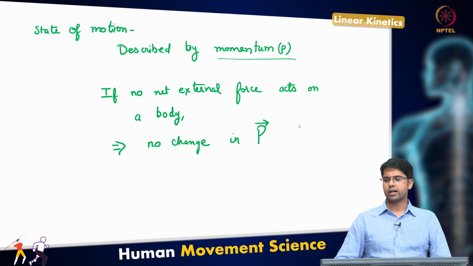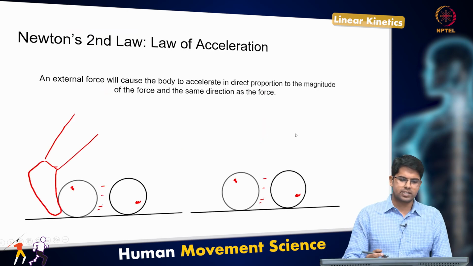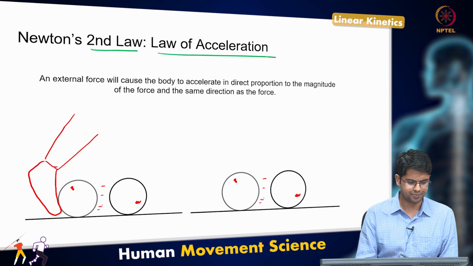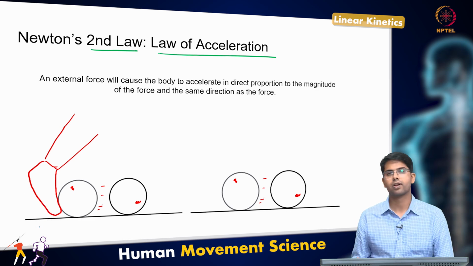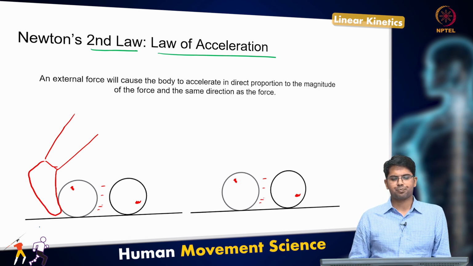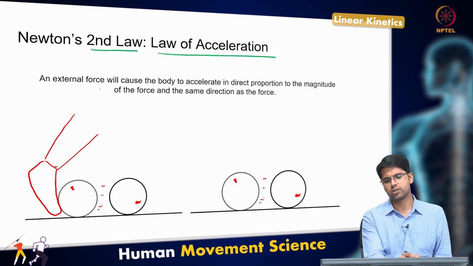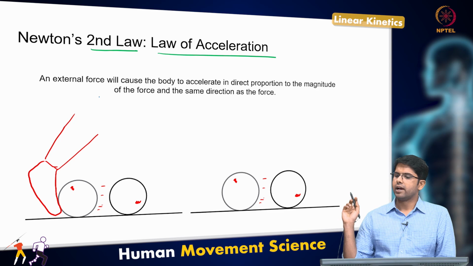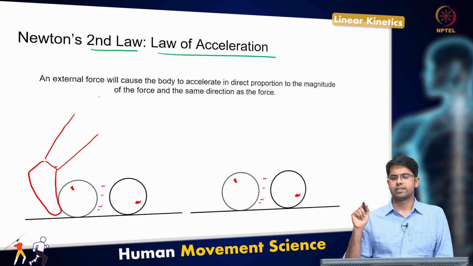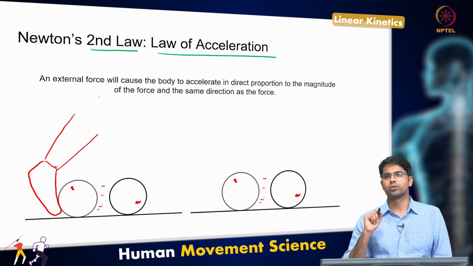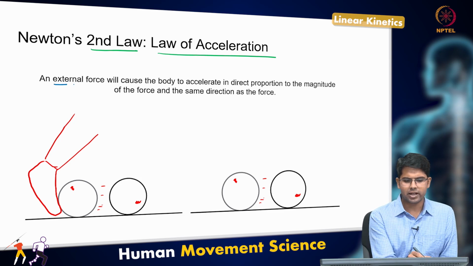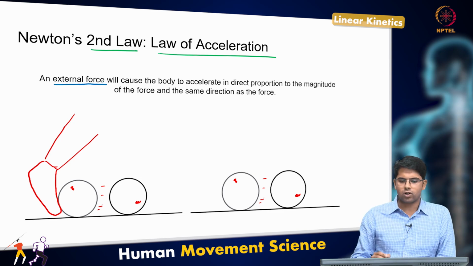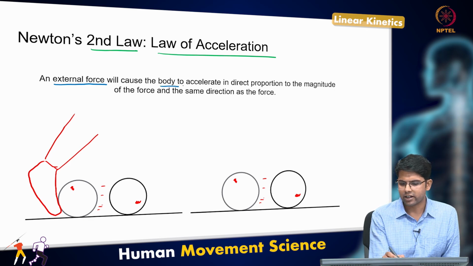Now let's look at what happens if an external force does act on a body, right? Which is the second law, or the law of acceleration. So the second law says an external force will cause the body to accelerate in direct proportion to the magnitude of the force and in the same direction as the force. And let's break this down.